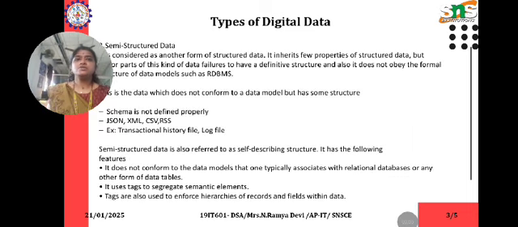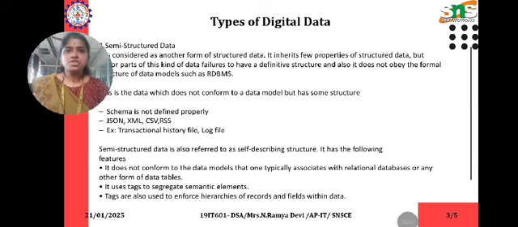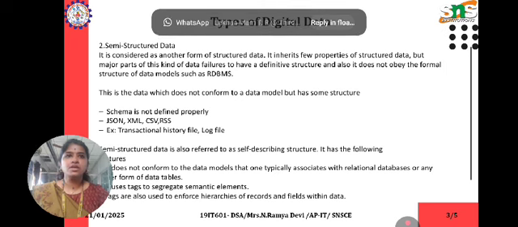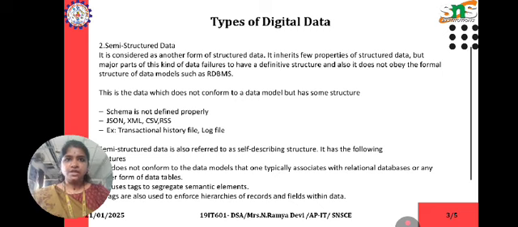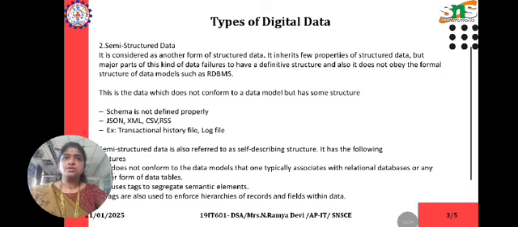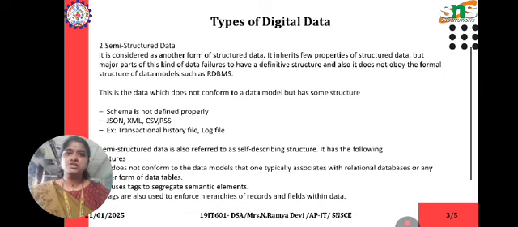The next thing is semi-structured data. Semi-structured data is considered another form of structured data. It inherits a few properties of structured data, but major parts of this kind of data fail to have a definitive structure, and it does not obey the formal structure of data models such as RDBMS. So this is data which does not conform to a data model but has some structure. The schema is not defined properly. JSON, XML, CSV, RSS, transactional history files and log files are some examples of semi-structured data.